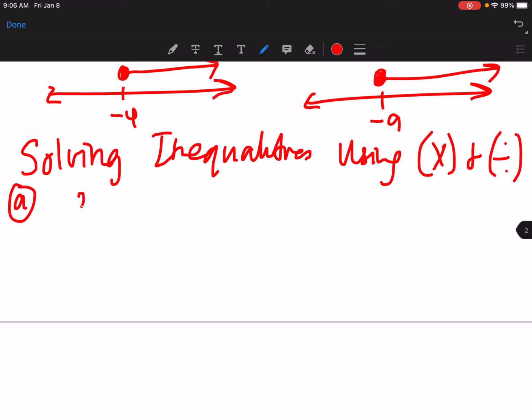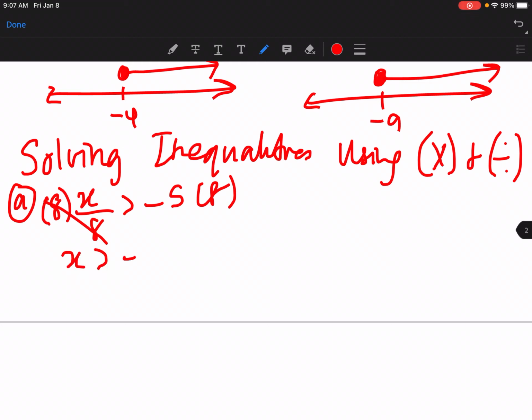All right, what if I have x over 8 is greater than negative 5? To solve for x, this time I have x divided by 8 greater than negative 5. So the opposite of division is multiplication. Therefore, we're going to multiply both sides by 8. And I have that my 8 and 8 cancel out. Therefore, x is greater than negative 40.